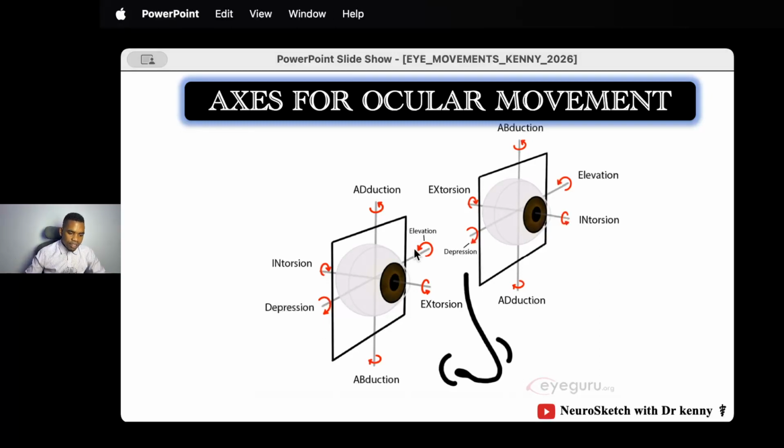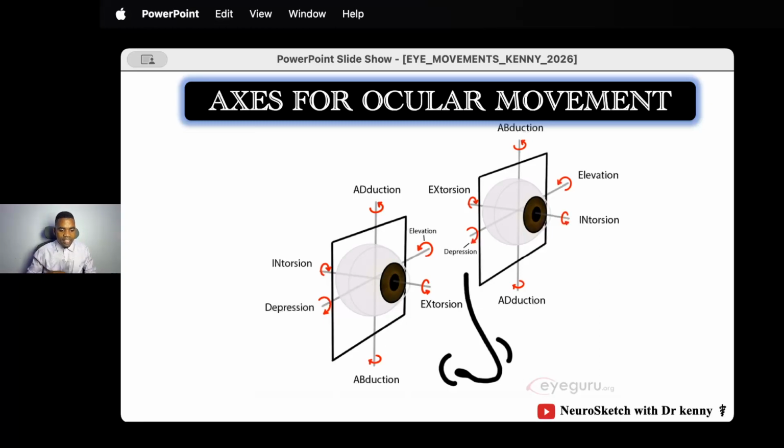Next, you have the horizontal plane, and the horizontal plane is going like this. Through the horizontal plane, your eye can either go above the plane or below the plane. When it goes above the plane, it's called elevation, or supraduction. We're going to discuss it later, no worries. And when it goes below the plane, it's called depression. So your eye can either depress or elevate along the horizontal plane.